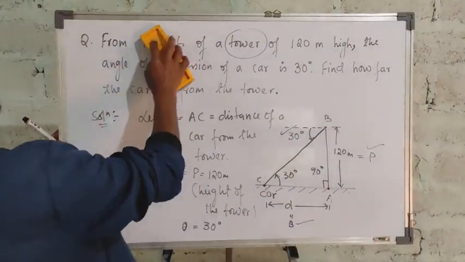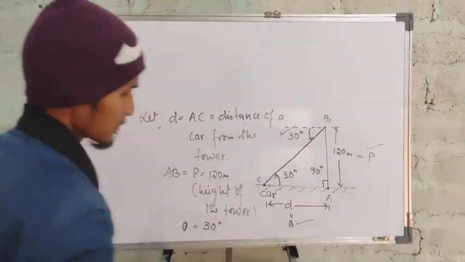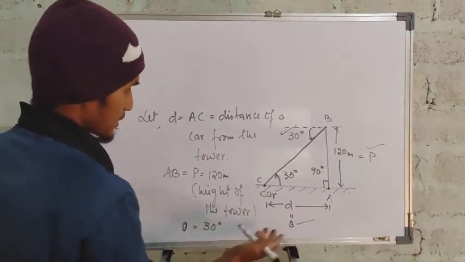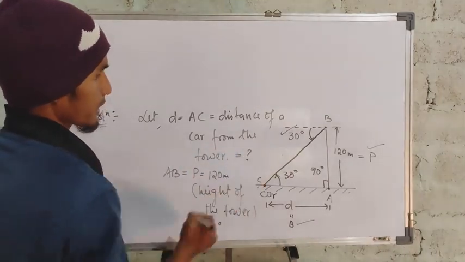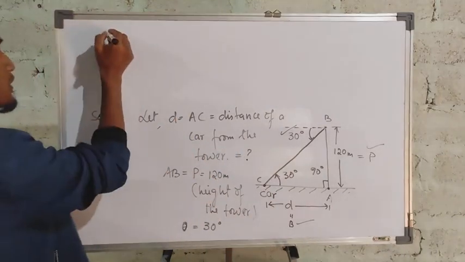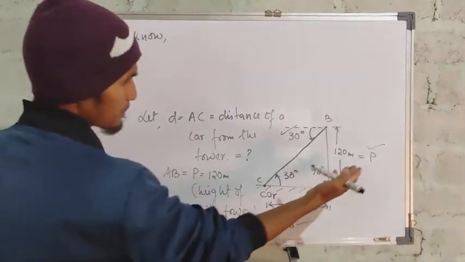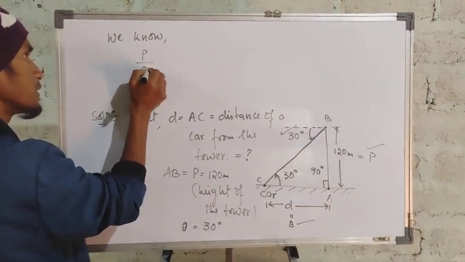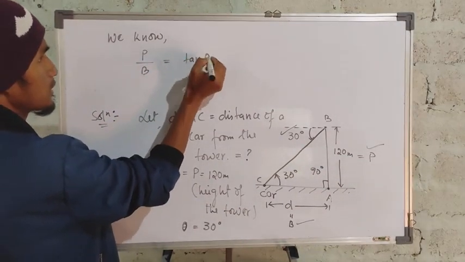Okay, now I wrote the question. Then I'll just write first the formula and then complete it. Now I'll jump to the next question. Then we need to find the base or the distance, this one, equal to question mark. Okay, we know. Again, what's the relation between P and B? Again, P by B is always equal to tan theta.